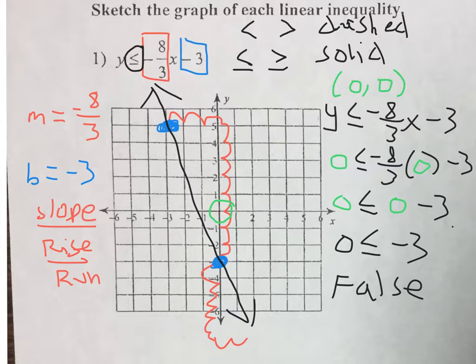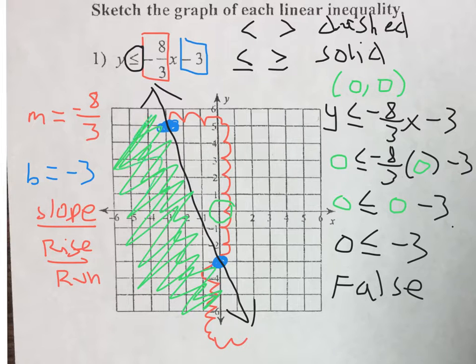So you do not want to shade where 0, 0 is, which is above the line, or on the right side of the line. You want to shade everything on the other side. So we're going to grab a pencil and just shade everything below, because we know 0, 0 cannot be in the solution set. So as long as we graphed our line right, we know that our shading is right as well.